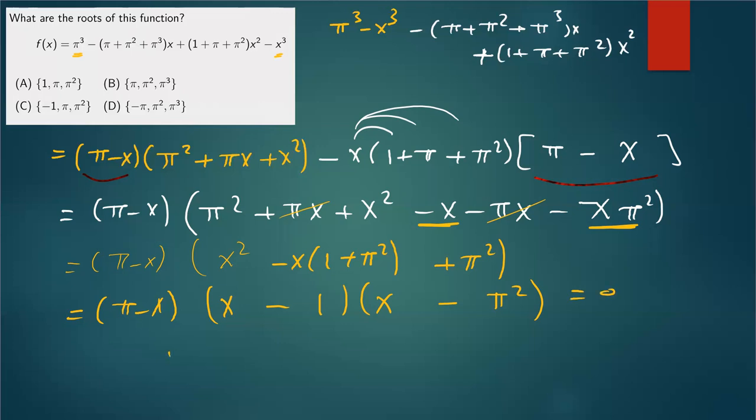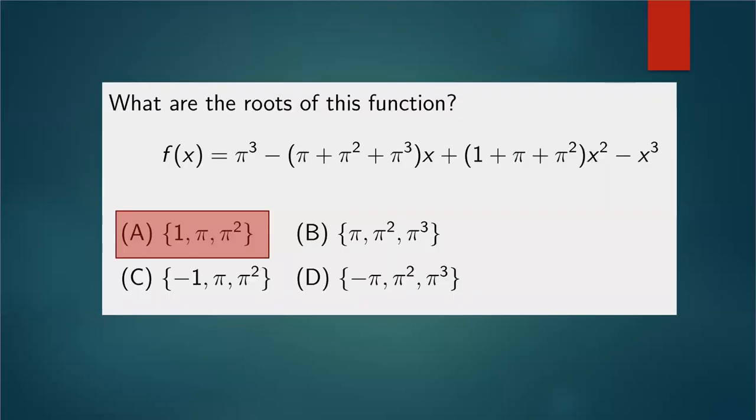So that means x equals pi from the first, or x equals 1, or x equals pi squared. By going back to the choices here, we can find that the first choice is the correct choice.